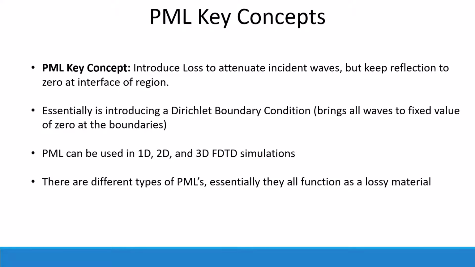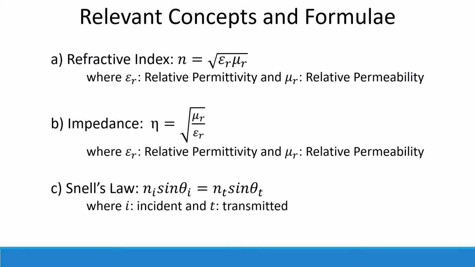So before we get too far into the theory, we'll go over some relevant concepts and formula for the discussion. So first, the refractive index for a material is defined by the relative permittivity and permeabilities. The impedance, similarly, is defined by the permittivity and permeabilities, however, using a different relation here. And finally, we have Snell's law, which governs refraction between two mediums. So we have the refractive index included in both sides here, as well as the angles for incidence and transmission.